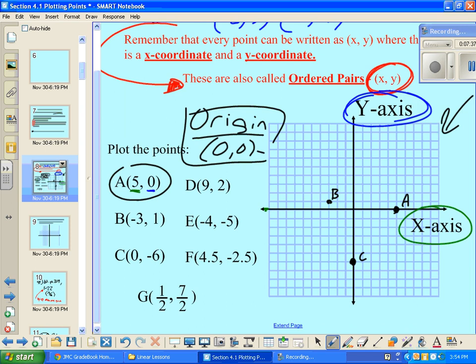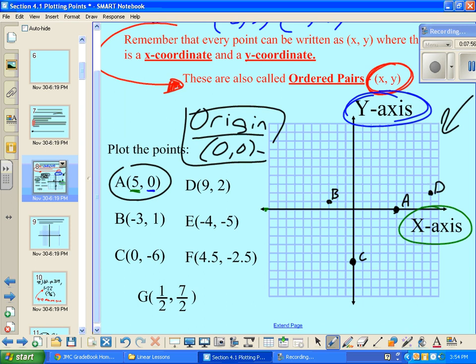Goes up to letter D there, 9, 2. Both those numbers are positive. So for the x-coordinate, I'm going to go positive along the x-axis. 1, 2, 3, 4, 5, 6, 7, 8, 9 to the right. And then 2 up because it's a positive 2. So there's the point 9, 2, letter D.